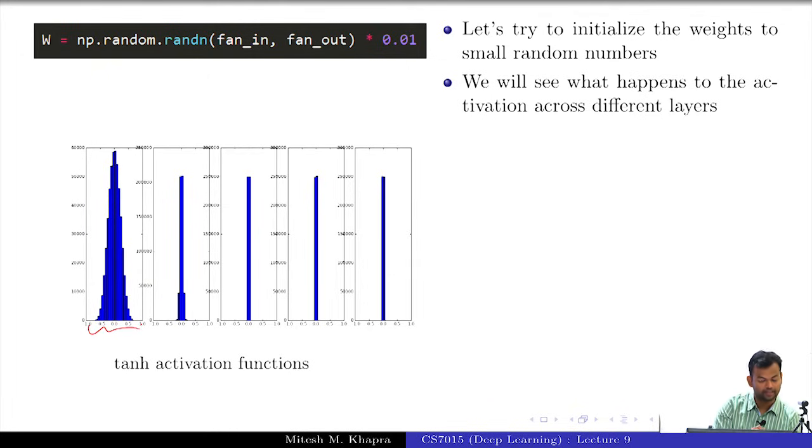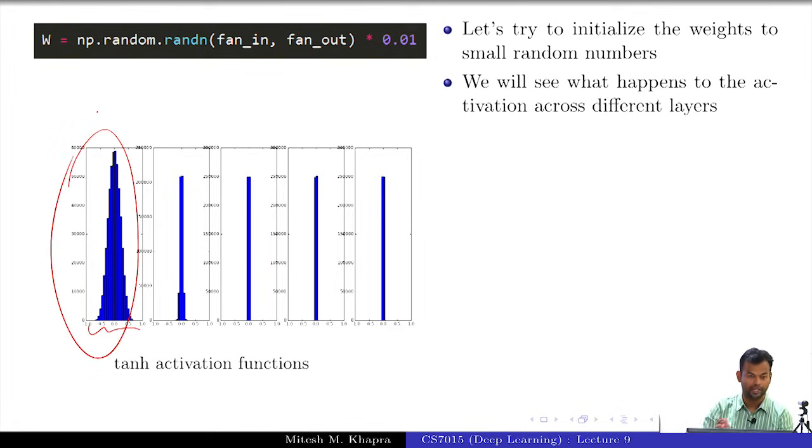So the first layer, remember that we had drawn from a unit Gaussian, right? So that's what the input data looks like. So this is the first layer, which is the input data basically. And then this is what happens across the different layers. So what is actually happening? And this is for the tanh activation function.